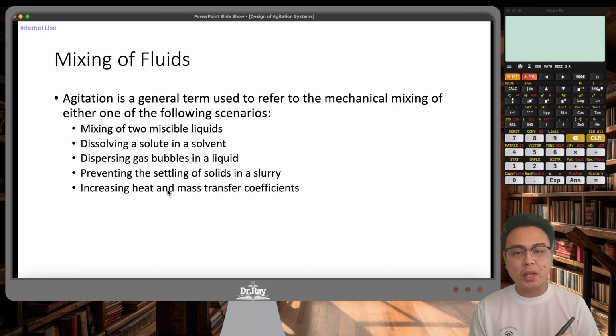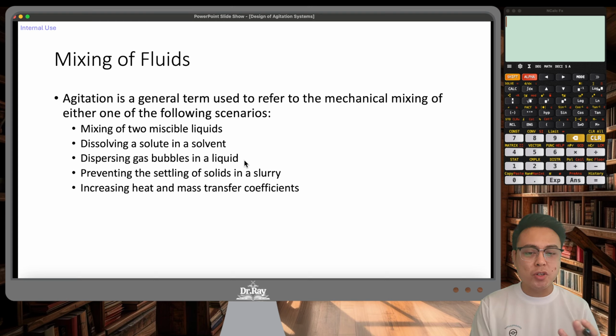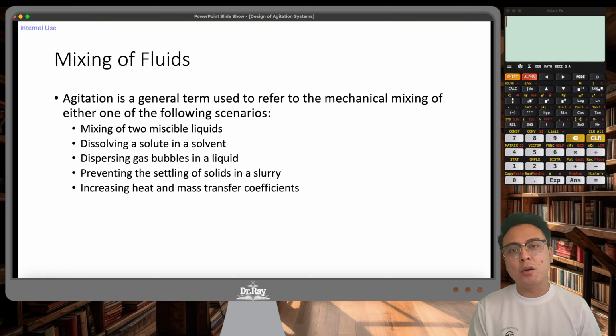Say, for example, you're trying to dissolve sugar in water. You have to mix it, right? Or you might want to be dispersing gas bubbles in a liquid. This oftentimes happens with things like spargers. Or you want to prevent the settling of solids in a slurry. This happens with insoluble solids that you're just trying to disperse throughout the fluid.